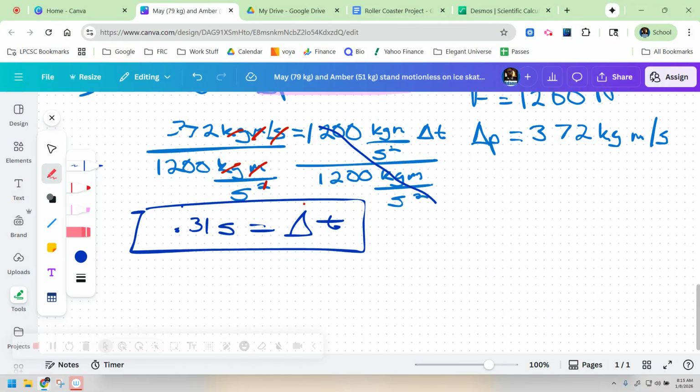Now I've got to check the answer. If you use significant figures, sometimes they round it. Did they do 0.3? No, they left it at 0.31. Yep. Okay. So that's the correct answer. Any questions on that? Okay, good. Does that make sense?